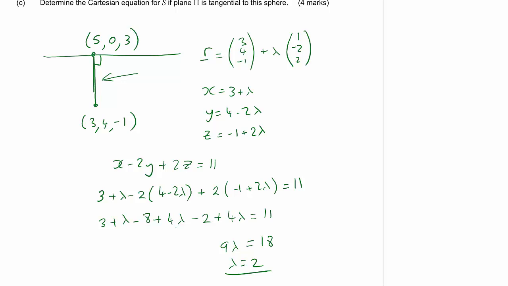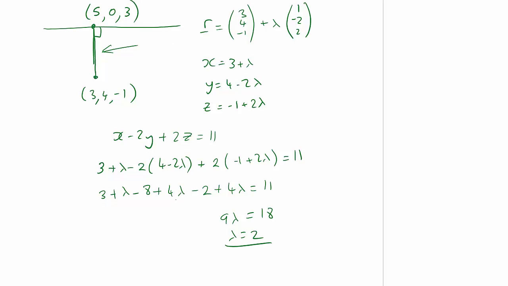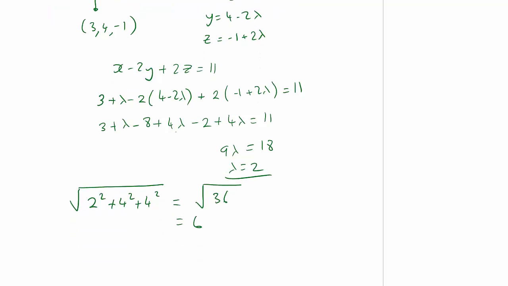So that enables us to work out the radius, which is going to be the square root of 5 to 3 is 2 squared, add 4 squared, and 3 to negative 1 is also 4 squared, which is the square root of 32 and 4, which is 36, which is 6. So that means the radius of our sphere is 6. So the modulus of r take away the centre of the circle at 3, 4, negative 1 is equal to 6.